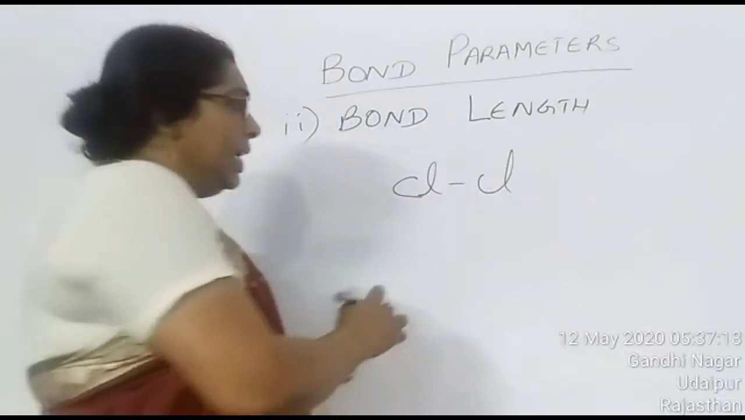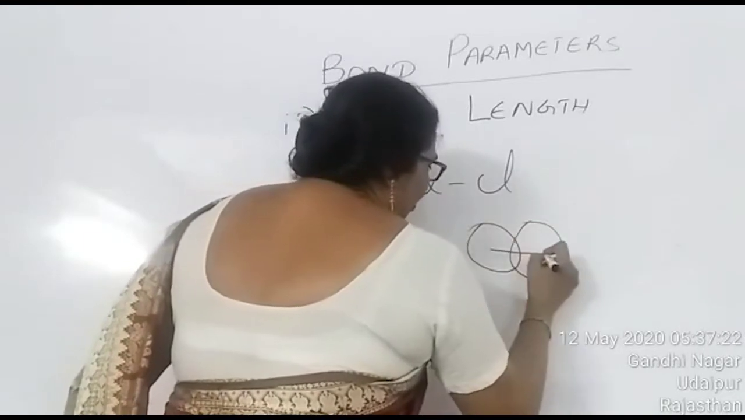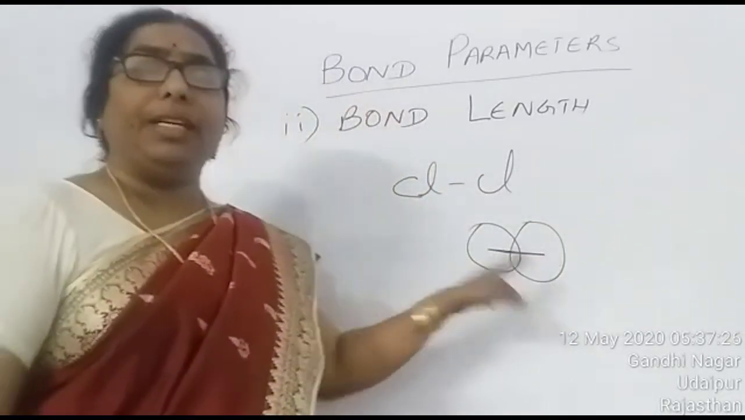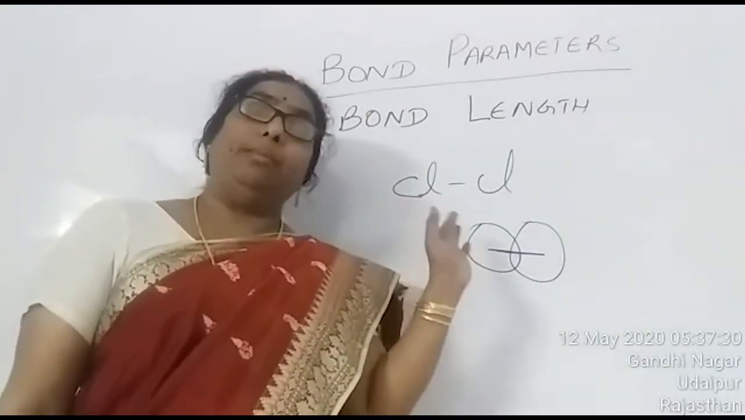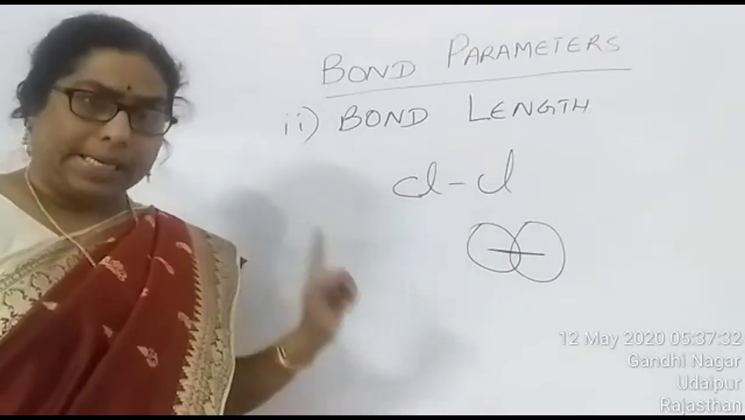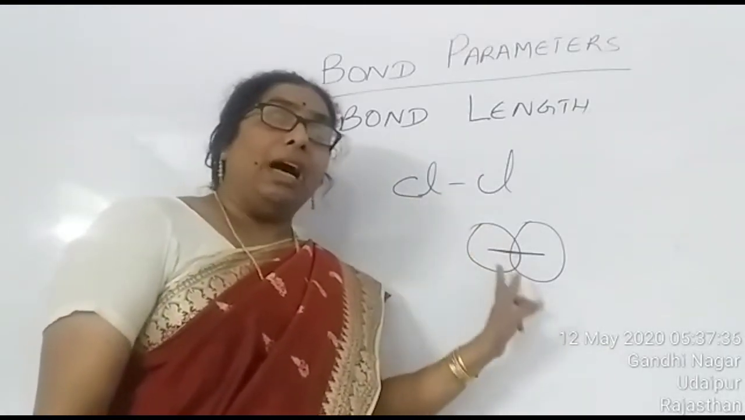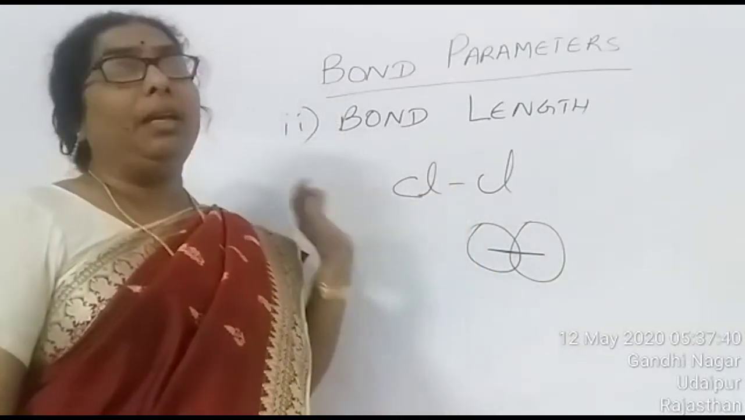Is it clear, children? If you just consider one particular molecule, what about this distance? That is the average distance between the centers of two bonded atoms in a molecule, termed as bond length. Is it clear? Again, we can say that it is defined as the average distance between the centers of two bonded atoms in a molecule.